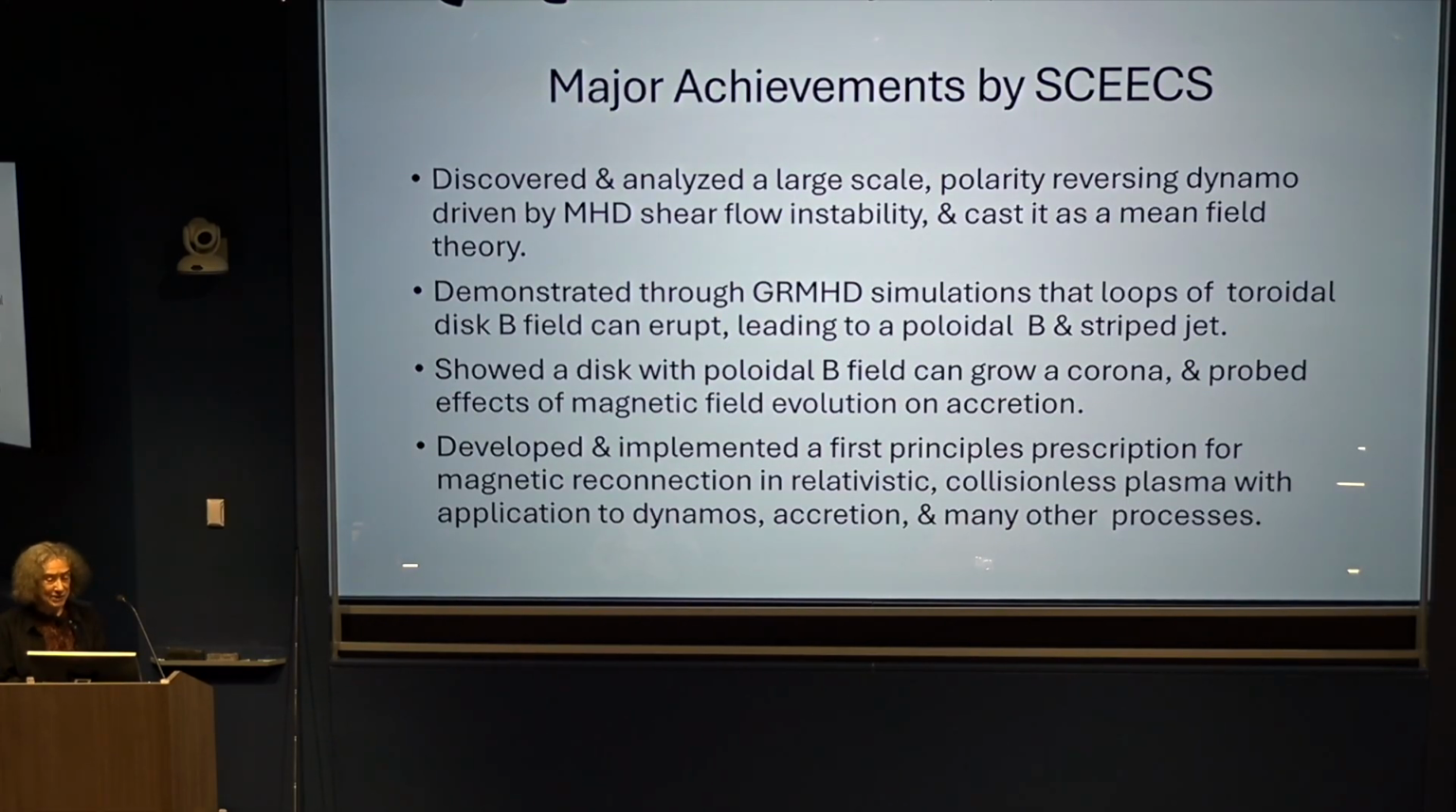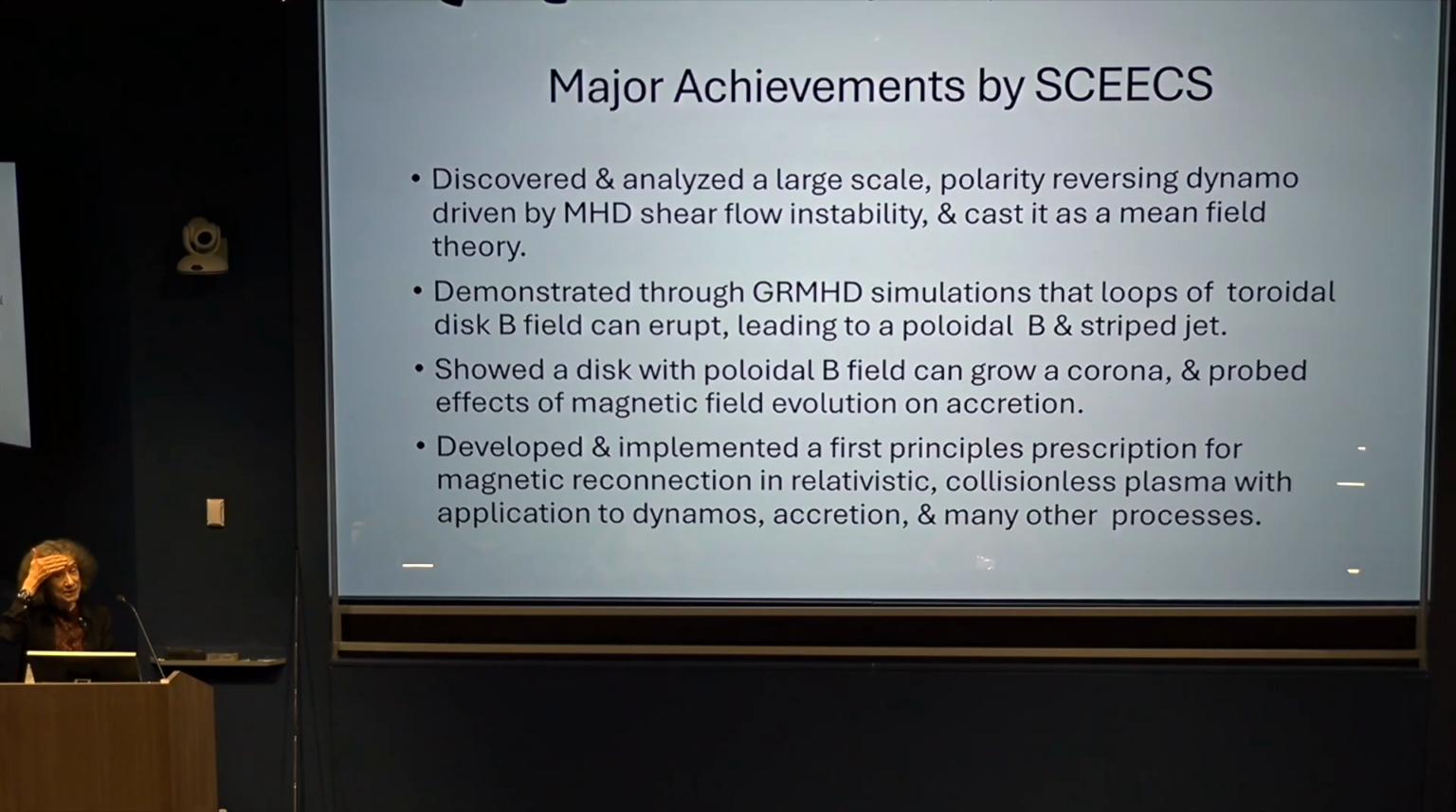There was a demonstration through GRMHD simulations that if you start with an initially toroidal field in a disk, loops of magnetic flux erupt, a poloidal field is generated, and a striped jet is launched. And then there was complementary work showing that if you have a disk with an initially poloidal field, it can grow a corona. You don't have to put the corona in, it grows. And the details of how the magnetic field is configured near the object have profound consequences for how the field evolves and what the accretion flow is like.